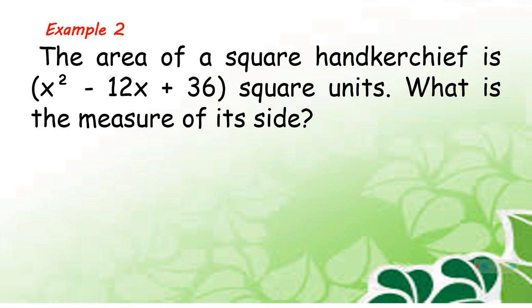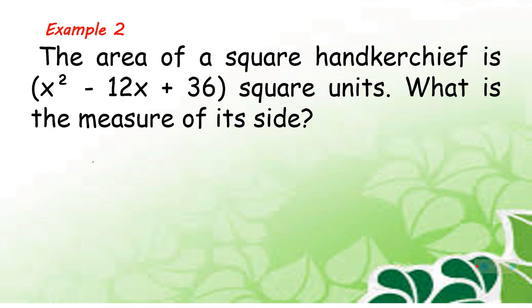The area of a square handkerchief is x squared minus 12x plus 36 square units. What is the measure of its side? Since you are given a square handkerchief, you are going to recall what kind of factoring technique it involves. Since it's square, if you're going to recall, PST is equivalent to the square of a binomial. Therefore, you may have here to factor x squared minus 12x plus 36.